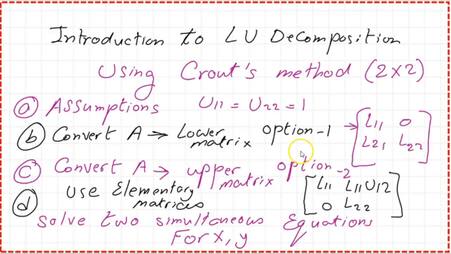This is one option. Number 3, we could use another option. We call it option 2. That is converting matrix A to an upper matrix. At the end, we will get L sub 11, L sub 11, U12, 0, and L sub 22. This conversion can be done by column operations, row operations, and elementary matrices. And the last point is to solve 2 simultaneous equations for the values of x and y.